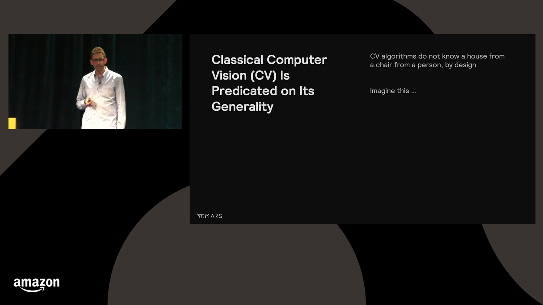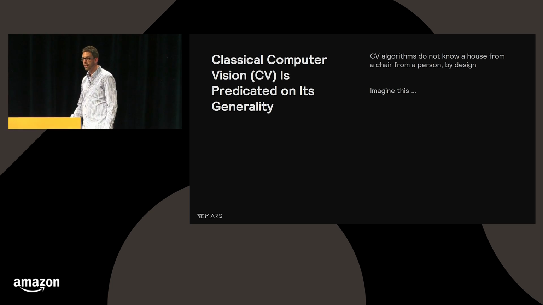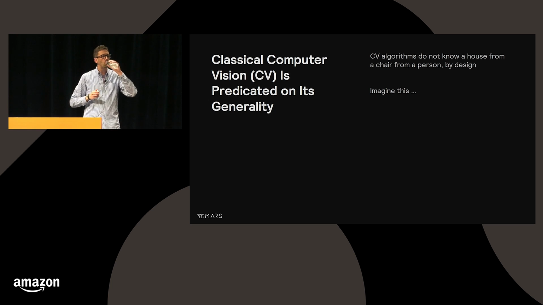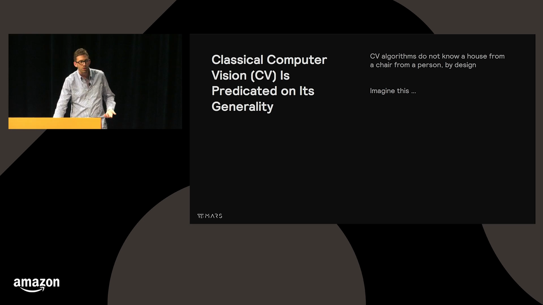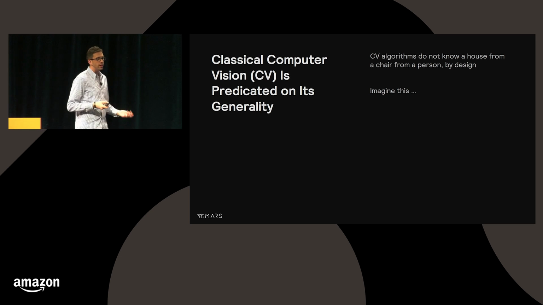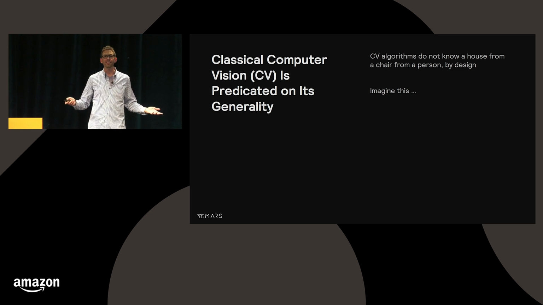And I believe that's because at the end of the day, classical computer vision is predicated upon its generality. That computer vision algorithms don't know a house from a chair or a chair from a person. There's none of that information. The example I just gave was very much about how we looked at a single point in space, a point that was completely separate from every other point in space. And this really means that the underlying problem is almost too difficult if we want to solve it this way.